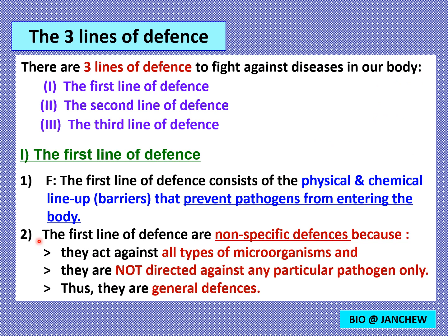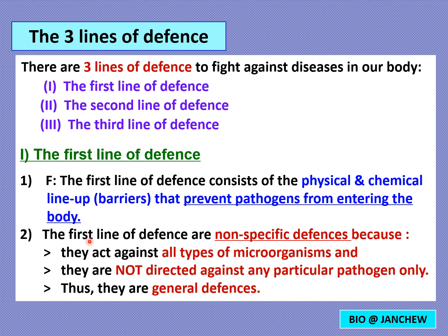Now for the 3 lines of defense, we will be discussing the first line and the second line of defense in this video, and the third line of defense will be discussed in the video after this, the second video. Right, let's start with the first line of defense. It consists of the physical and chemical barriers that prevent pathogens from entering the body. So the main aim of the first line of defense is to prevent the pathogens from even entering the body.